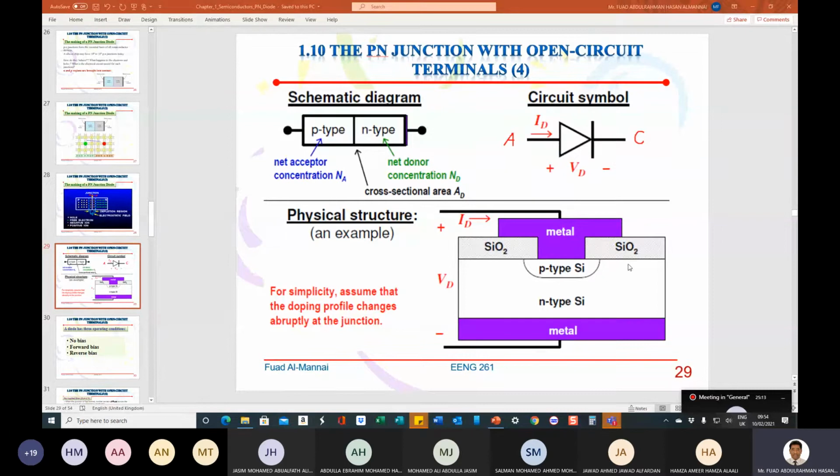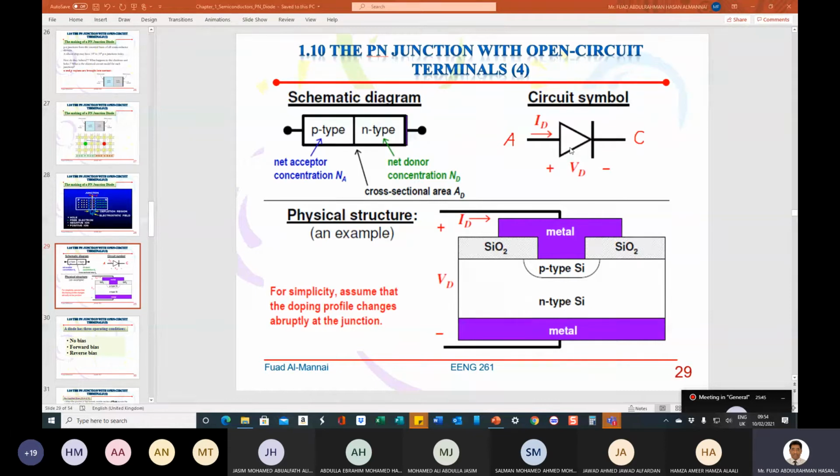Then of course we grow silicon dioxide over here, and the reason we do this is to isolate the other circuits from here. And we put a metal like that, connected to the p-type, and we call this the anode. At the bottom we put metal here, and we call this the cathode. So the current will pass through here.